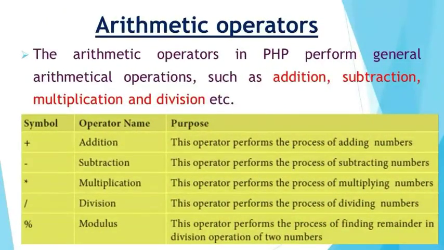First let us see arithmetic operators. The arithmetic operators perform arithmetical operations such as addition, subtraction, multiplication and division. You all know that the symbols plus, minus, multiplication, division and modulus are used for arithmetic operations. Plus is used for adding numbers, minus for subtracting numbers, and multiplication for multiplying numbers. The division operator is used for dividing numbers, and the modulus operator is used to find the remainder of the division.